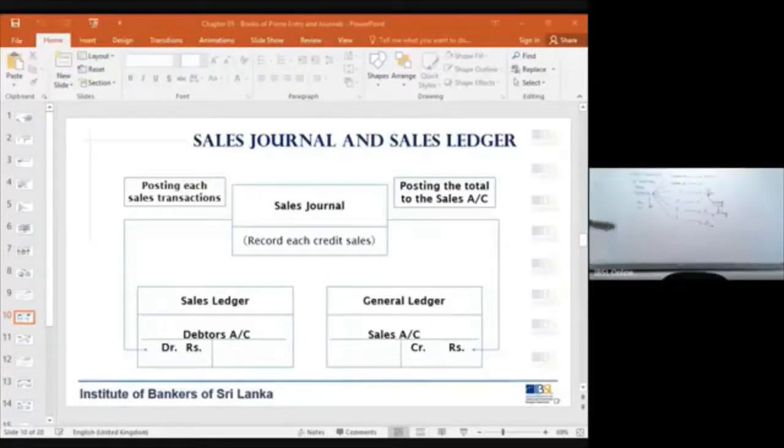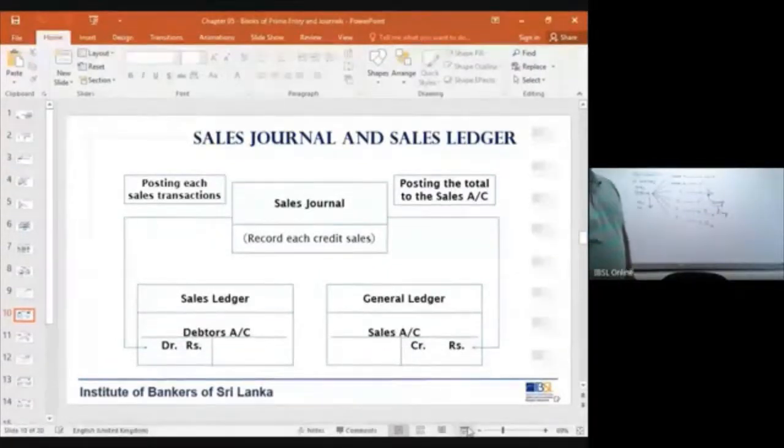Okay, so I would like you all to take this down so that it will be useful when you are answering exam questions. You need to know what age analysis is. I'll give you about 2 minutes. So let's get back to the presentation.